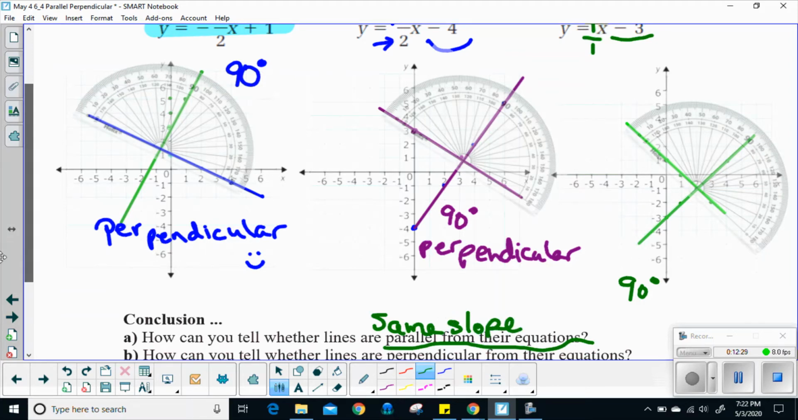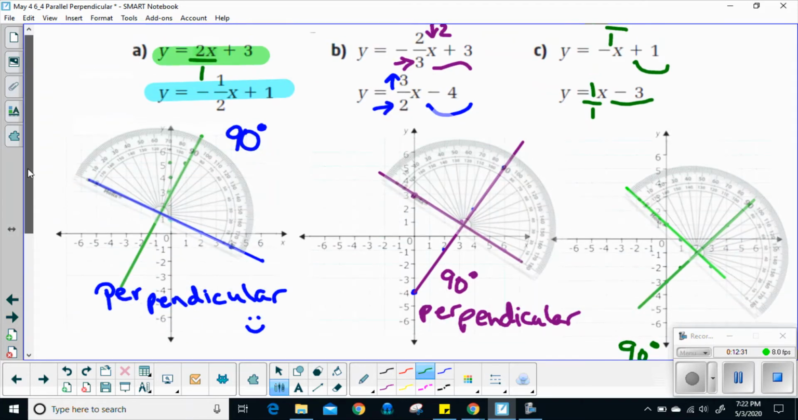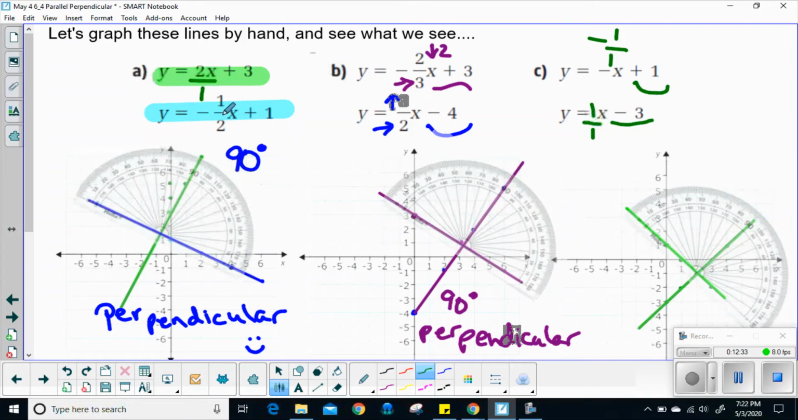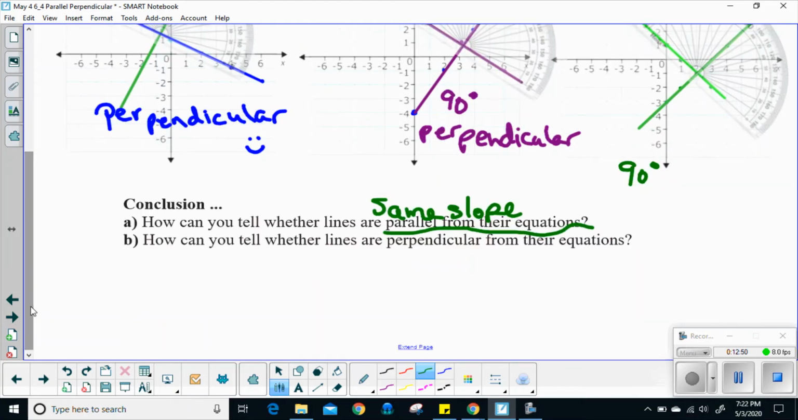Well, perpendicular, let's look at their slopes here. So here I've got a 2 and a 1 over 2. That's negative. Here I have a 2 over 3. That's negative versus a positive 3 over 2. Huh. Here I have a negative 1 over 1 versus a positive 1 over 1. So what we can see with these slopes is that they are what we call negative reciprocals of each other.